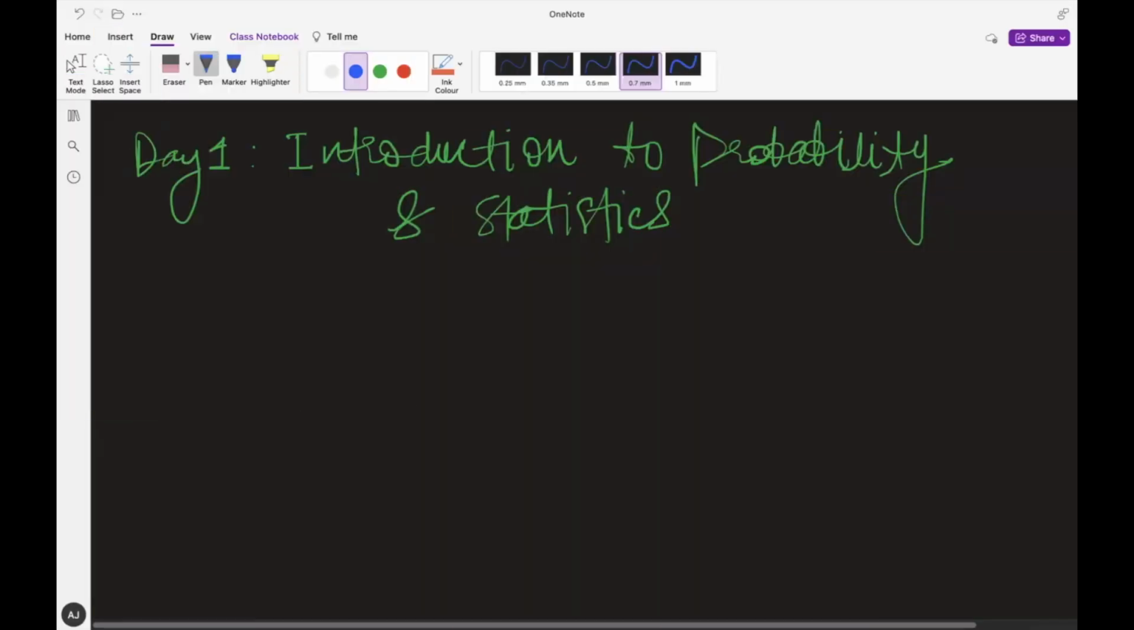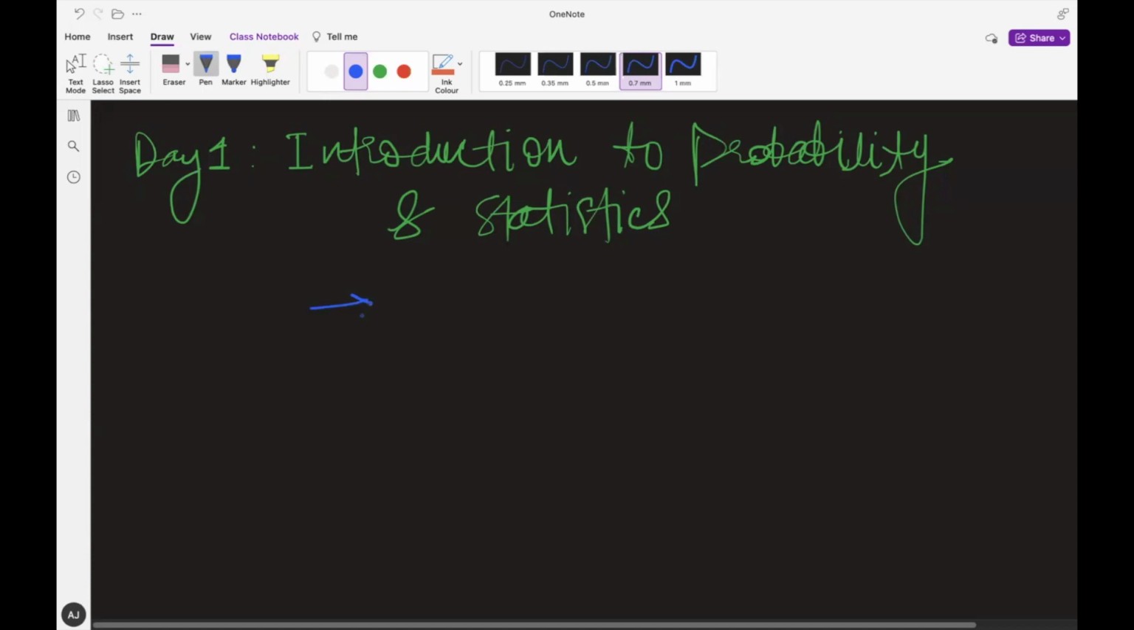This is the first session of statistics for AI and data science. In this session, we will learn some basic concepts of probability and statistics that are extremely useful in machine learning. Also, you should know that probability and statistics are fundamental areas in mathematics.